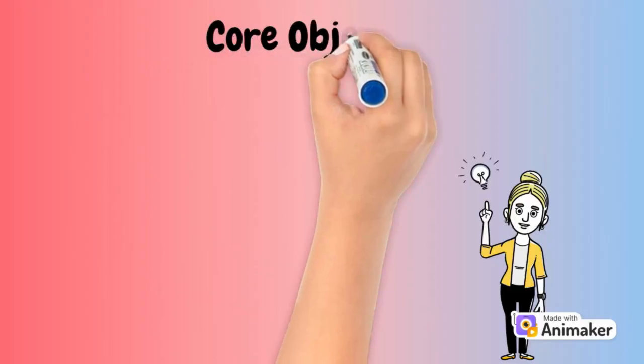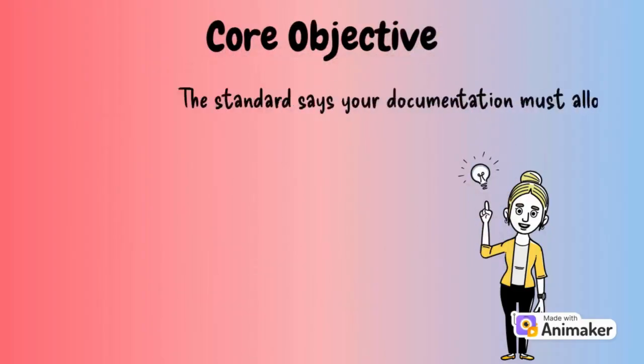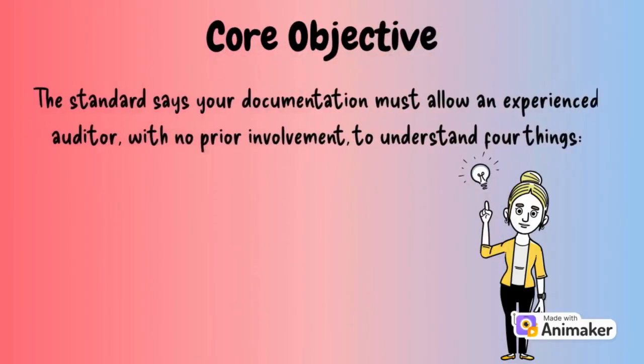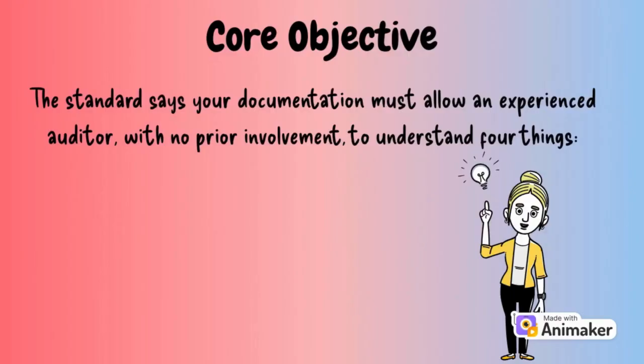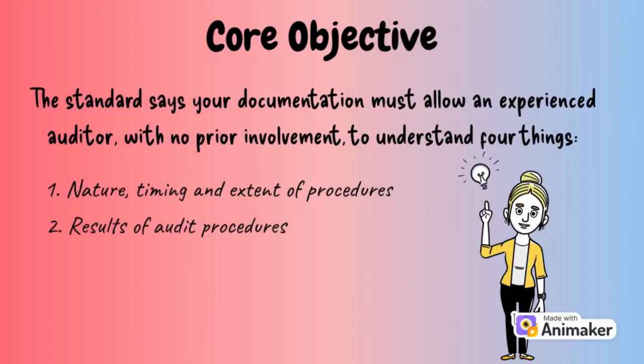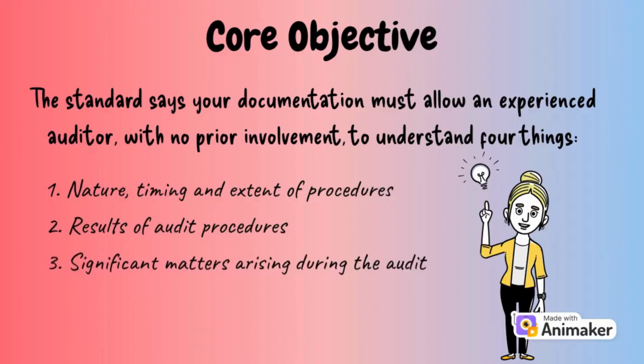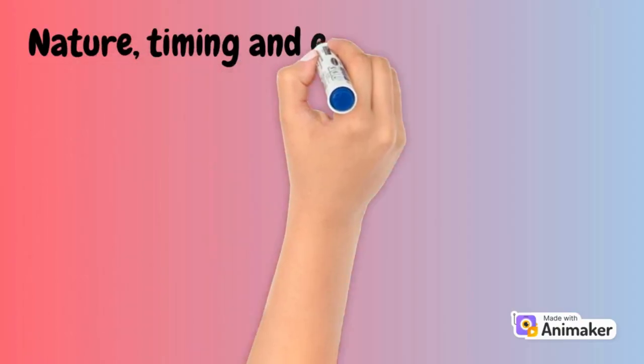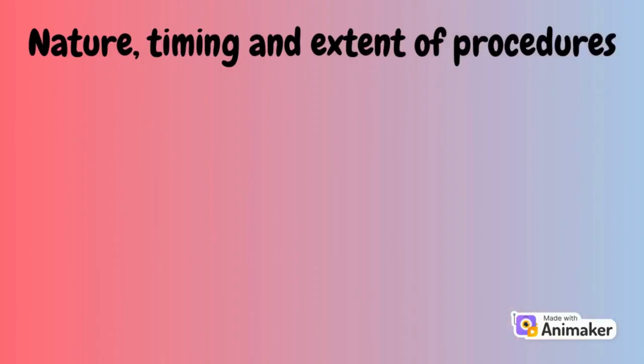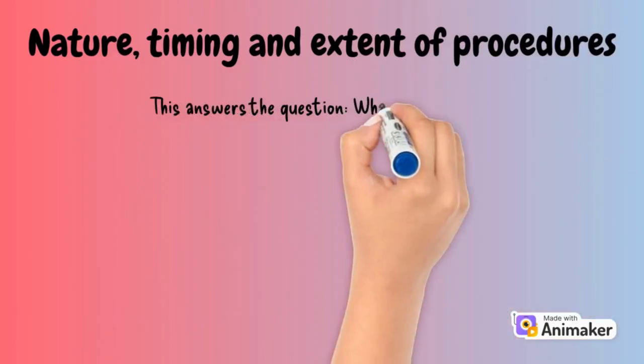The standard says your documentation must allow an experienced auditor with no prior involvement to understand four things: nature, timing, and extent of procedures, results, significant matters identified, and conclusions reached. Nature, timing, and extent of procedures.